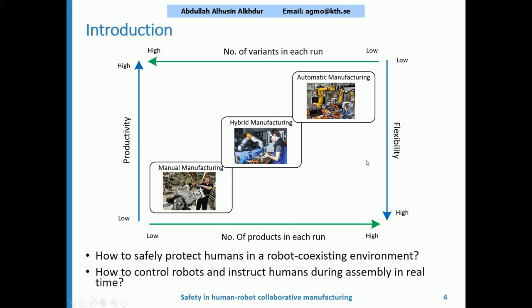If you want a collaborative environment where human and robot work together, then we are actually talking at the middle approach, where you have the hybrid manufacturing, trying to find the balance between the number of variant on each run sufficient enough, and the number of product in each run is sufficient enough as well, which provide the balance between productivity and flexibility, as we can see in the graph here.